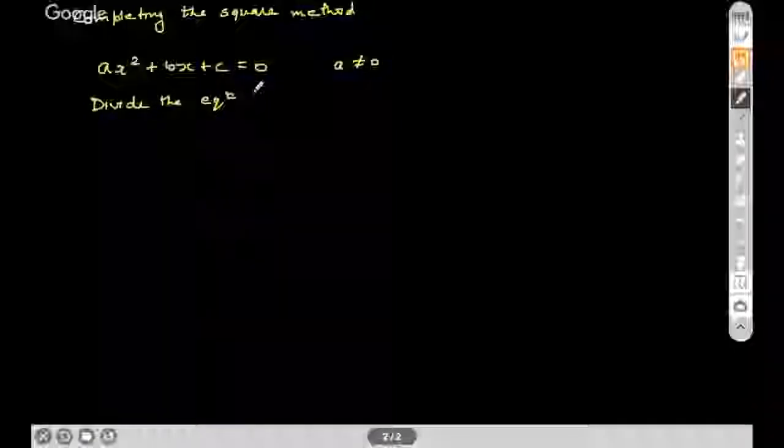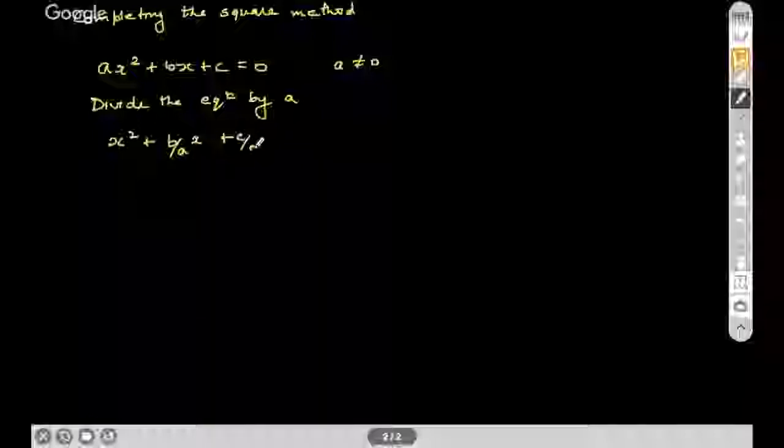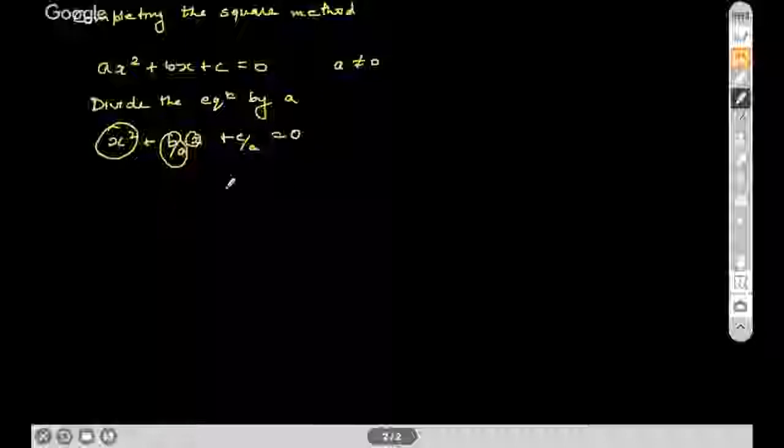divide the equation by a. So what will you get? You will get x square plus b upon a x plus c upon a equals 0, isn't it? Now if you see, guys, there is a square term, a term which contains x, and a constant, right? So we can try and complete this square. Let's say this is a half rectangle I have shown, because we have yet to complete this square.